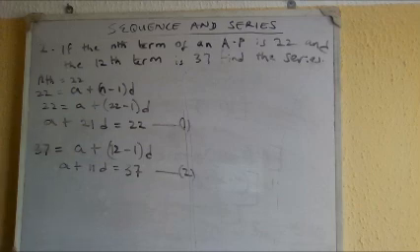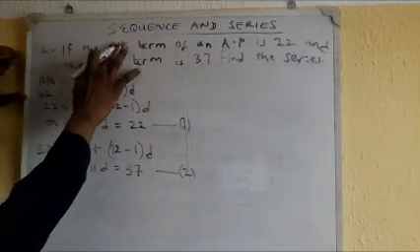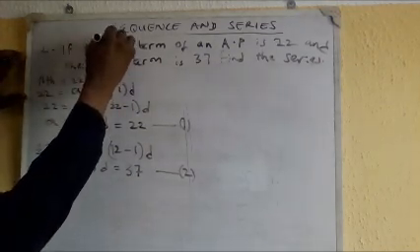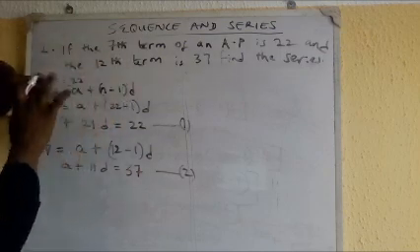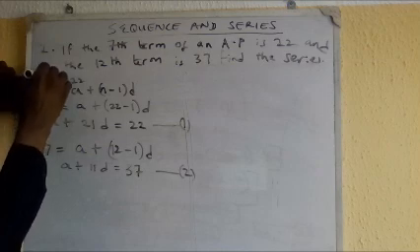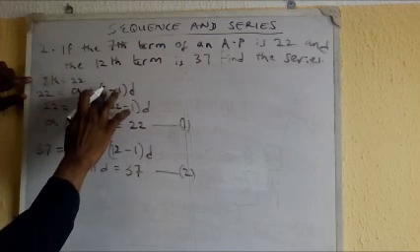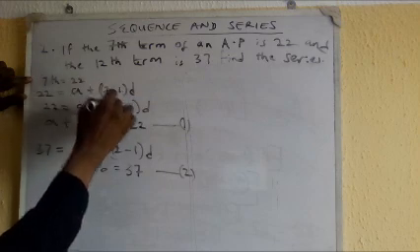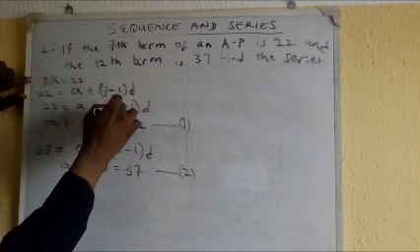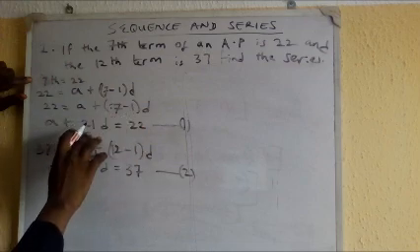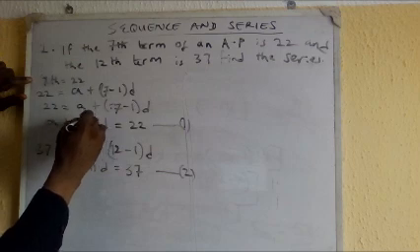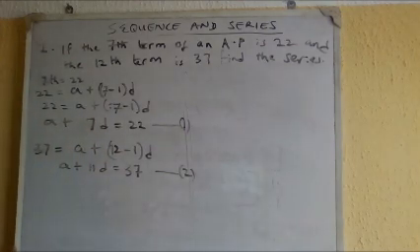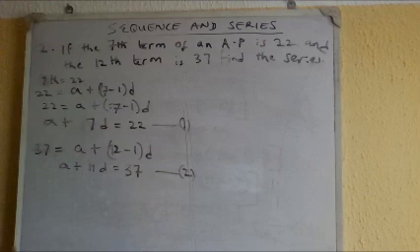Sorry, the question is wrong. It's supposed to be the 7th term of an AP. So this is the question, not n, 7th term. So this is supposed to be 7 here. I will explain this very well, please. I got the question wrong, that's why I put this like this. Okay, so this is 7. Very good. So the two equations are, this is 6, sorry.